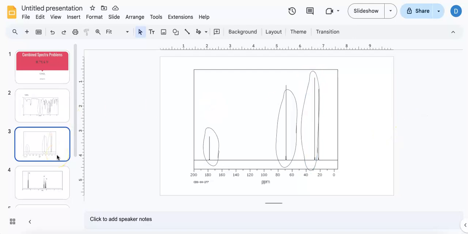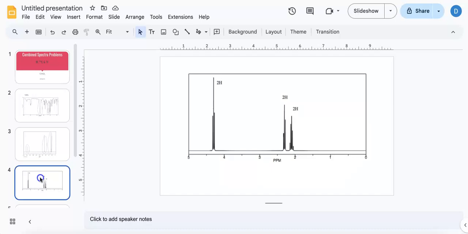Okay, so that is the carbon 13 spectra, and if we go a little bit further, we're looking at the hydrogens here. We have one at about 2.1, 2.5, and 4.3, and as we can see here, 2H, 2H, 2H, and that helps us see that there are 6 hydrogens in our initial formula that was given.